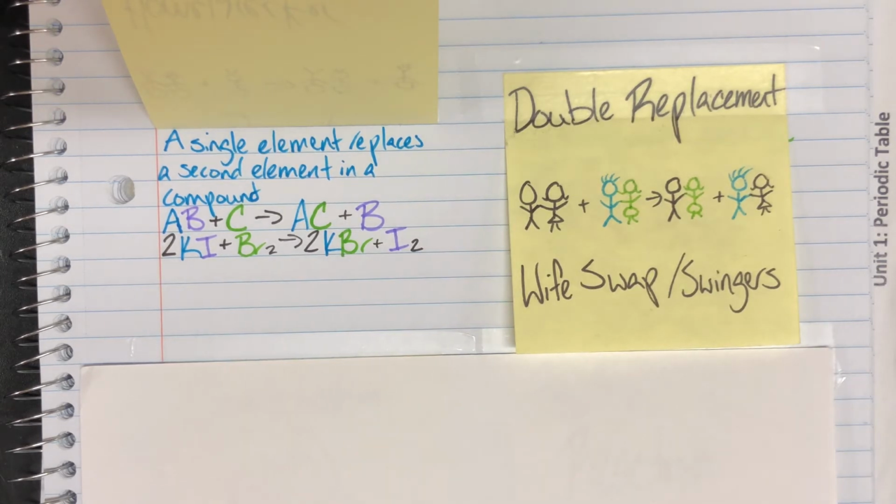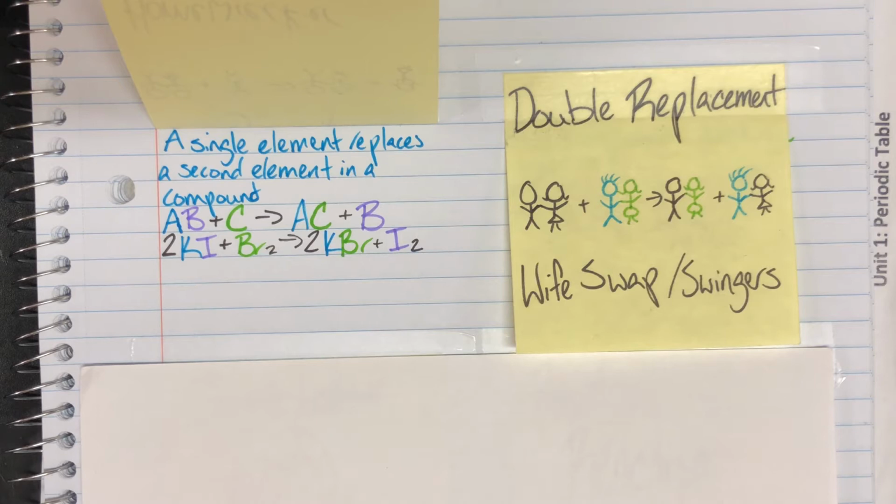My next type is going to be that of the double replacement, and I refer to this as wife swap or swingers. Wife Swap was an old TV show, not sure if you ever saw it, but if you had, they end up switching wives and learning from each other. There's a reason that you might not have seen the show.